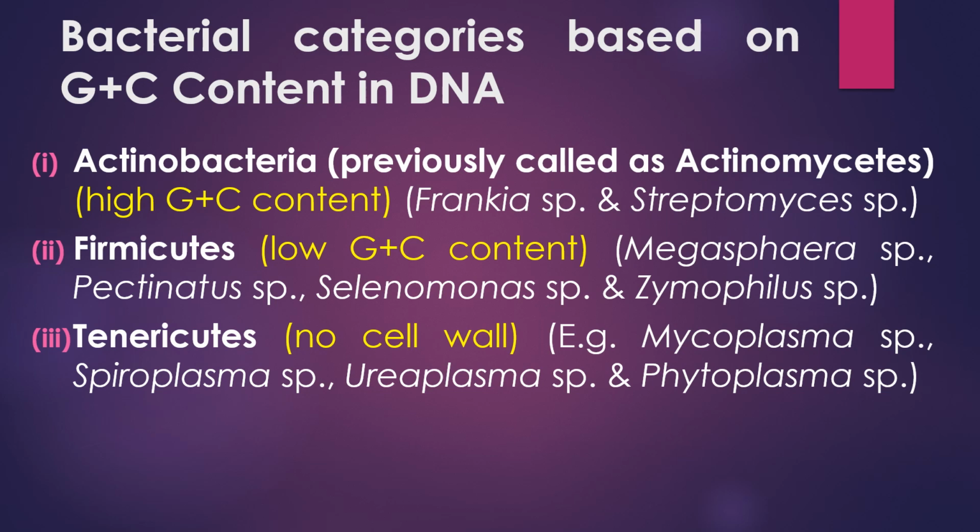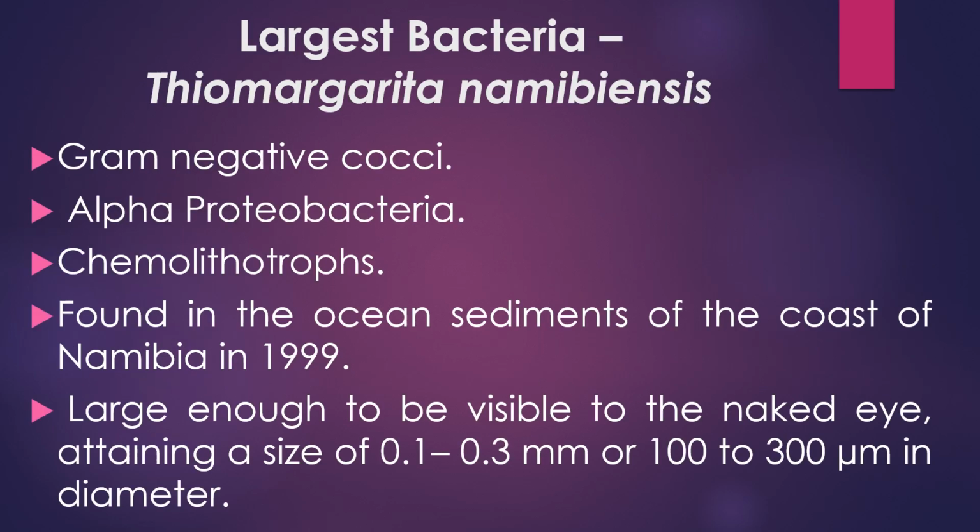For the bacterial species which do not have the cell wall, the primary layer is the plasma membrane. So the names of the cell wall lacking bacteria end with the name Mycoplasma, Spiroplasma, Ureaplasma, and Phytoplasma like that. Because for all these organisms, the primary layer is the plasma membrane. So the name of the particular species ends with the name plasma.